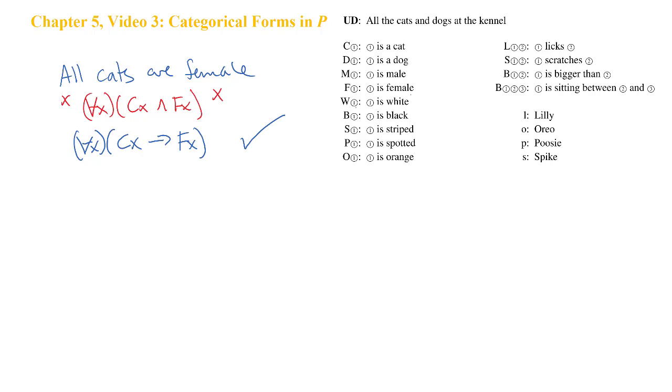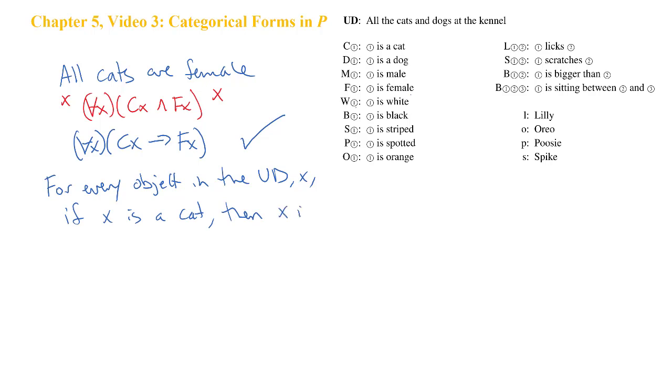That statement says nothing about the dogs at all. That'll get us what we want. Technically what it says is, for every object in the universe of discourse, x, if x is a cat, then x is female. So we use the conditional form in the parentheses there to single out the category of cats specified in the antecedent of that conditional, and then attribute to every member of that category, all the cats, that they're all female.